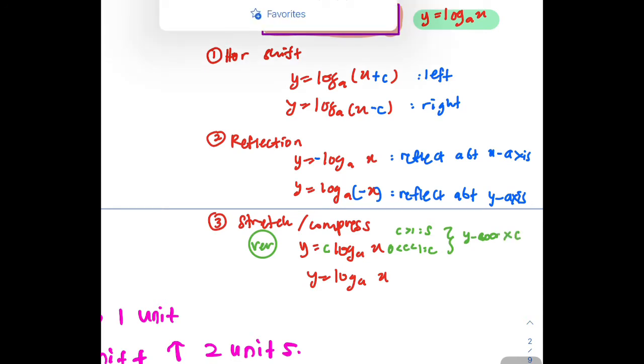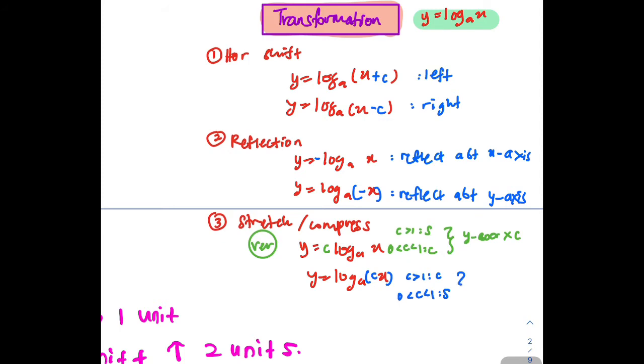Let us see what will happen when your c is multiplied inside. This is the example when c is multiplied inside your x. So the value should be flipped. When c is more than 1, this is compressed. When c is between 0 and 1, this is stretch. So what you're doing is the x coordinate times 1 over c.